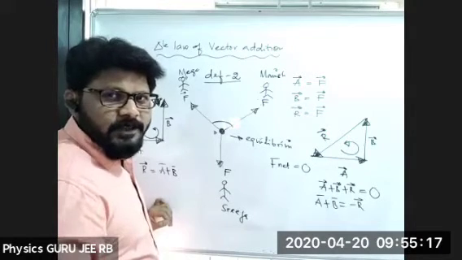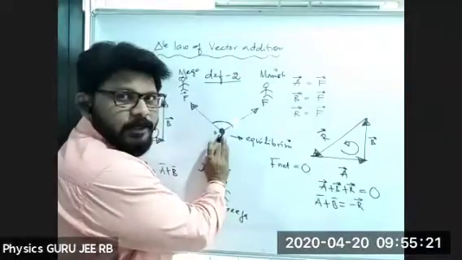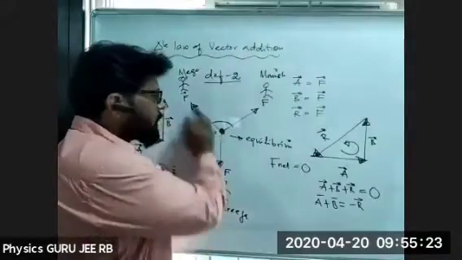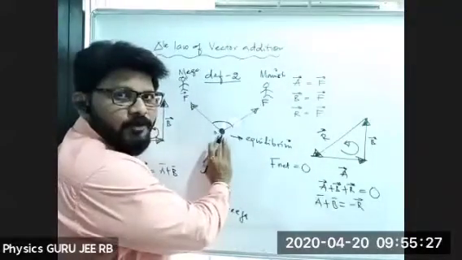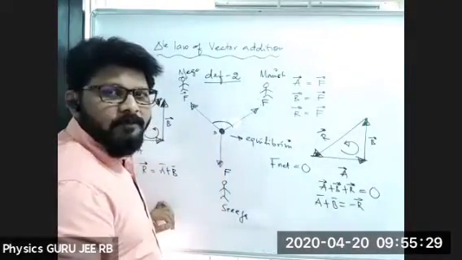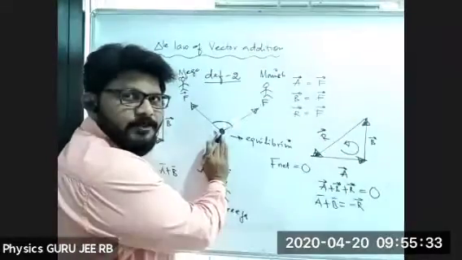कौन सा law use कर सकते? Only two vectors are there. Vector A, vector B. What you have to use? Parallelogram law of vector addition. Type of parallelogram law of vector addition use करते.